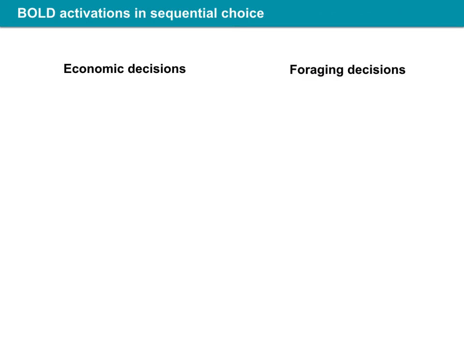Now, we're certainly not the first researchers who have been arguing along these lines, and there have been a number of really pioneering studies that have begun to address some of these questions, both in the domain of economic decision-making and also in the domain of foraging decisions, particularly using human functional imaging.